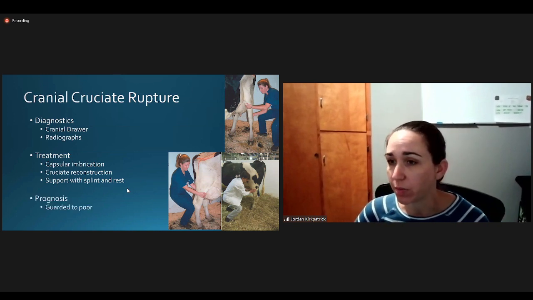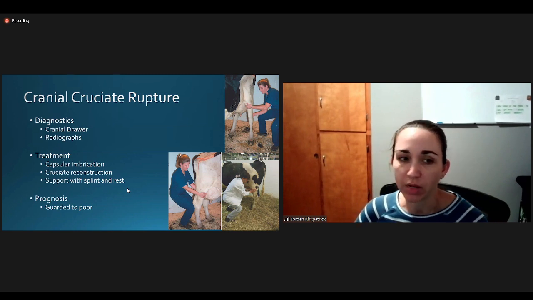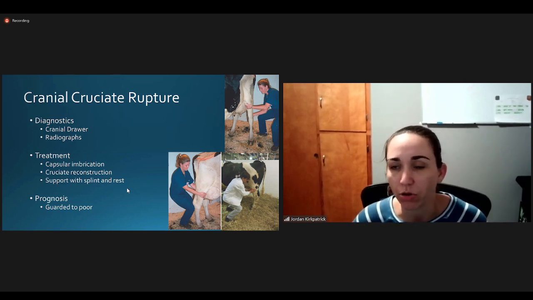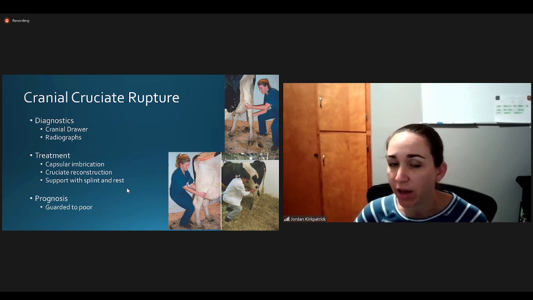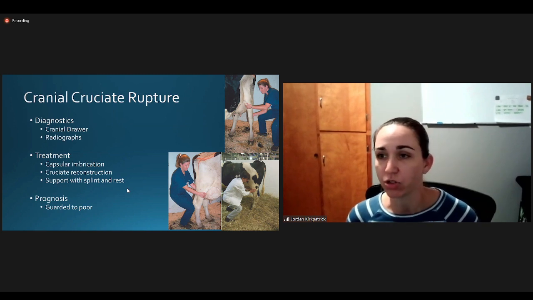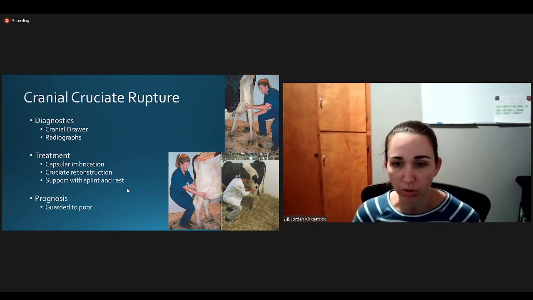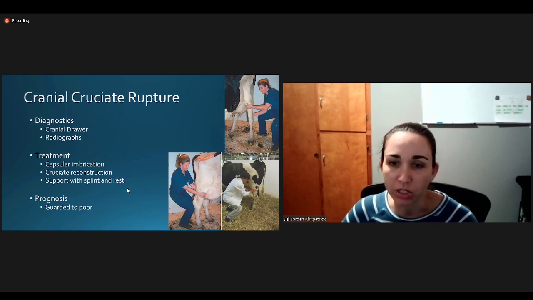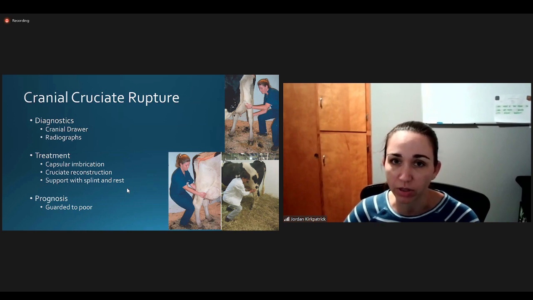The prognosis, especially in adults, is guarded to poor because they're so heavy. Even with the capsular imbrication or cruciate reconstruction, they're big animals. Everything we have that we can use for those things are what's used in people. Even large dogs with cruciate ruptures can have a poorer outcome than some of the smaller ones. So it kind of just depends on the animal, but in general, not the best prognosis overall, just due to their size.